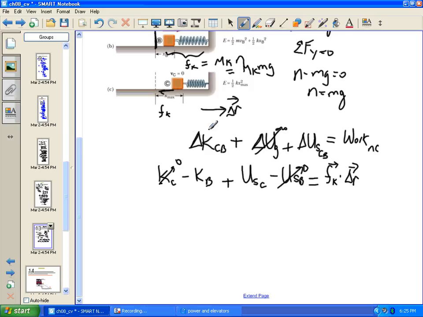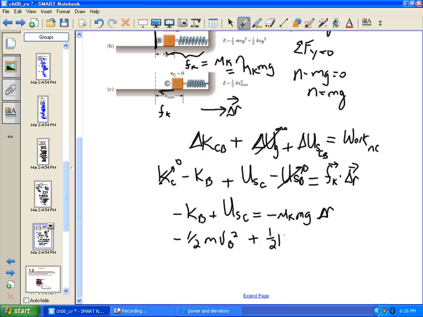So minus K sub B plus U sub S C equals minus mu k mg times delta R. So minus a half m v b squared plus 1/2 k x sub c squared, this is the point C, equals minus mu k mg delta R. And delta R, by the way, is actually the compression of the spring.